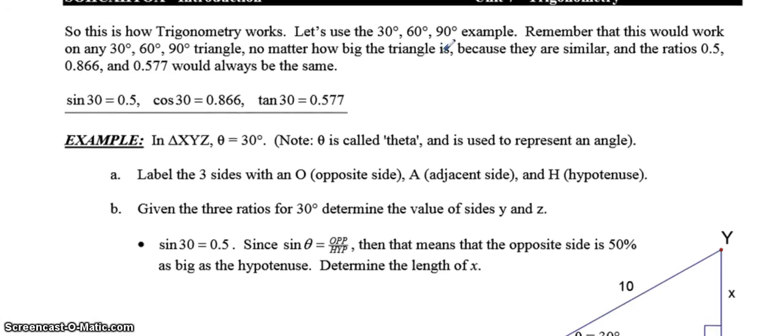We're going to use the 30, 60, 90 example. Remember that this works only on a 30, 60, 90 triangle, no matter how big the triangle is, because they're similar. The ratios 0.5, 0.866, and 0.577 are always the same. If it's at different angles, these three ratios would be different.